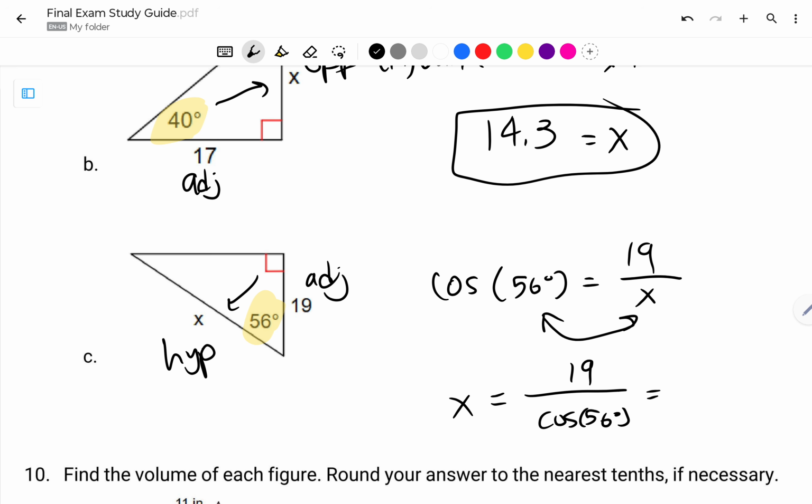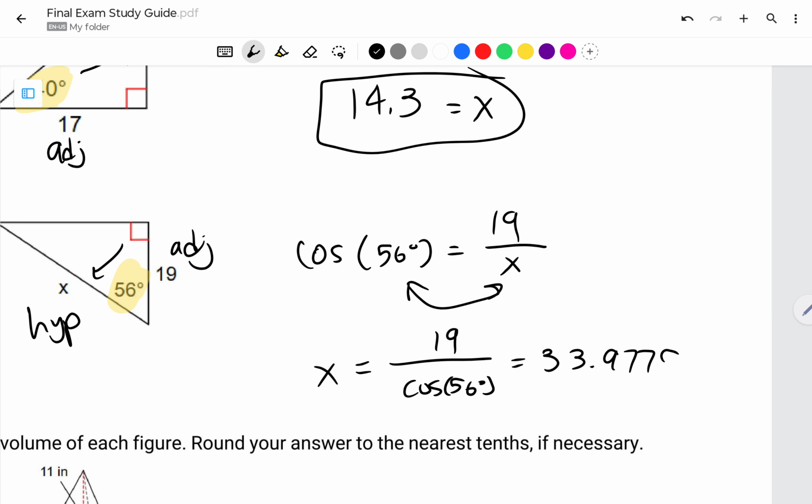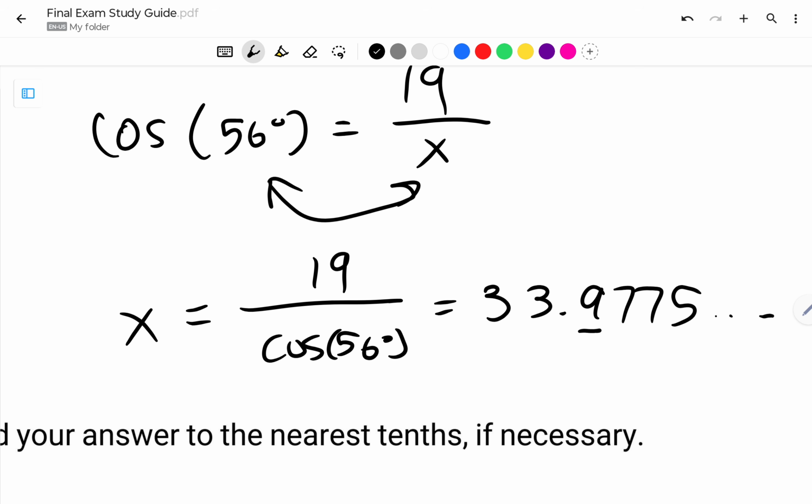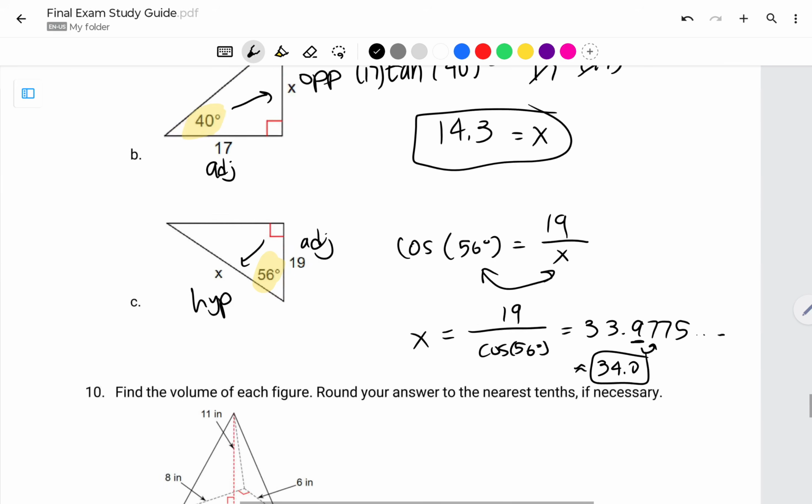So 19 divided by cos 56. This one's 33.9775, and it goes on. 9 is the tens place. The number next to it is 7, so that means I'm going to round up, but if we go up, then it changes the 3. So it's going to be 34.0. Okay, cool. Number 9's done.